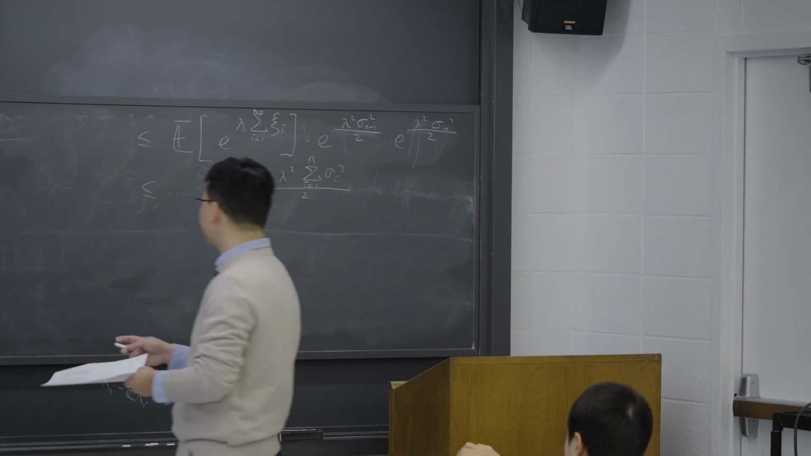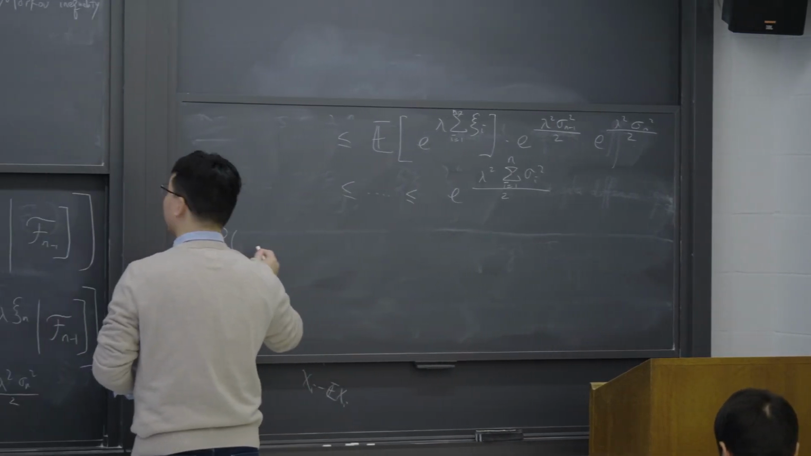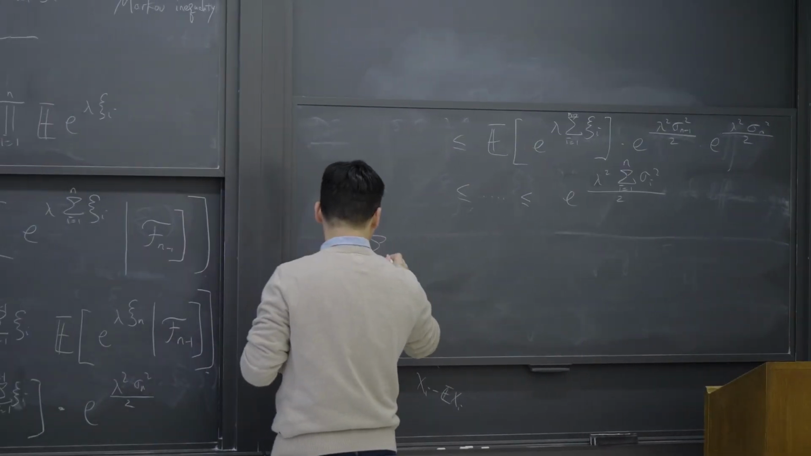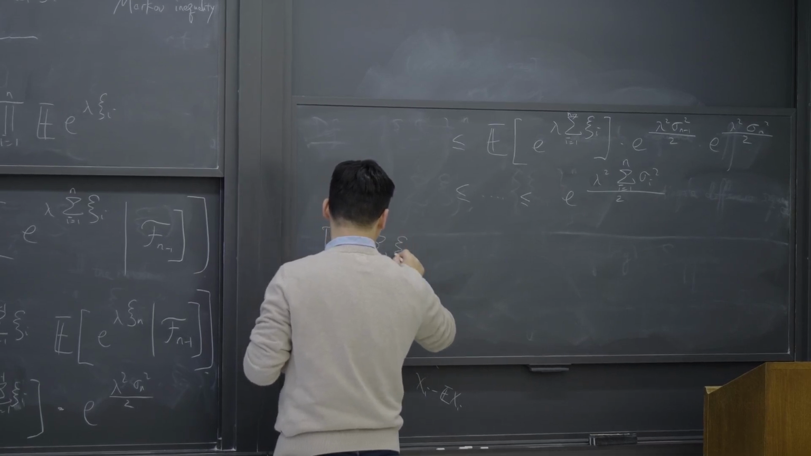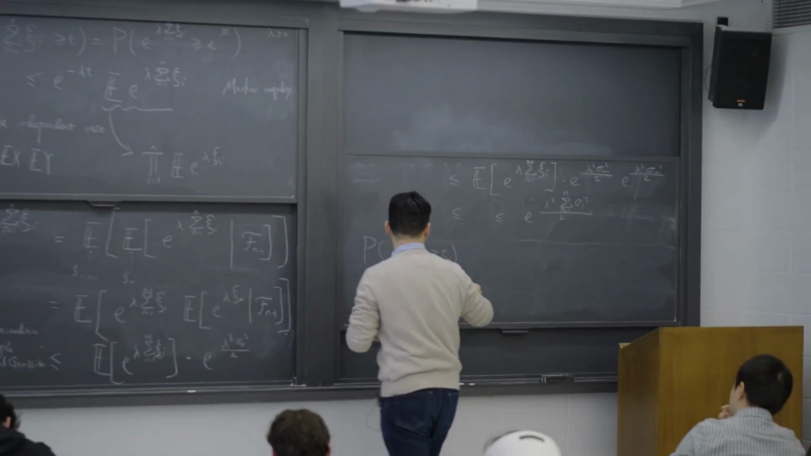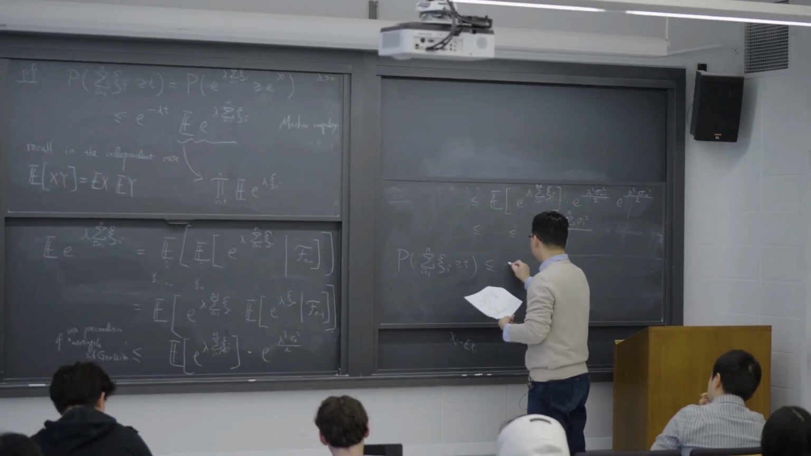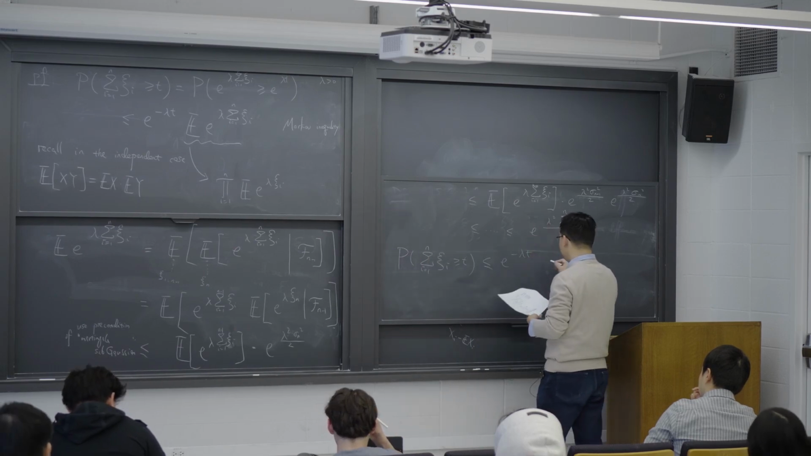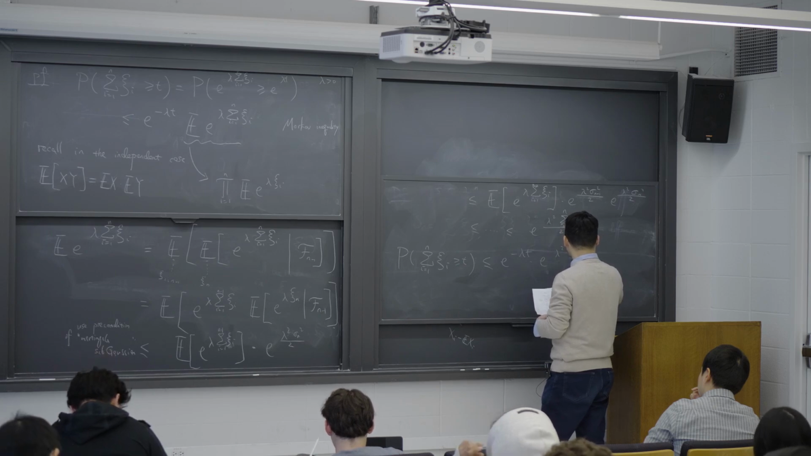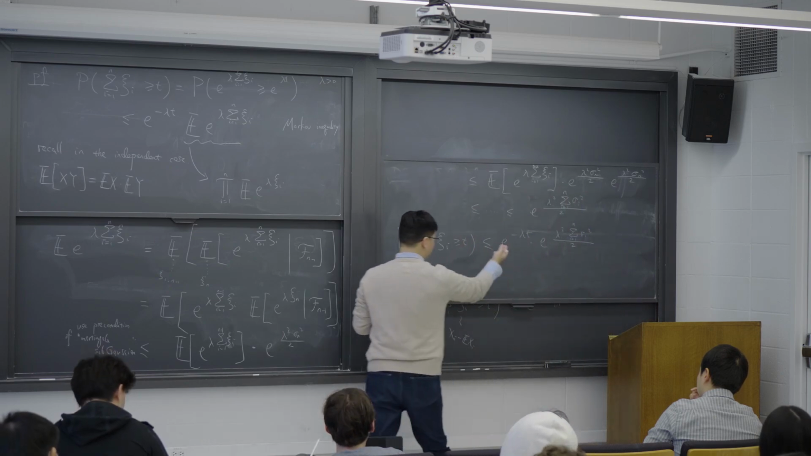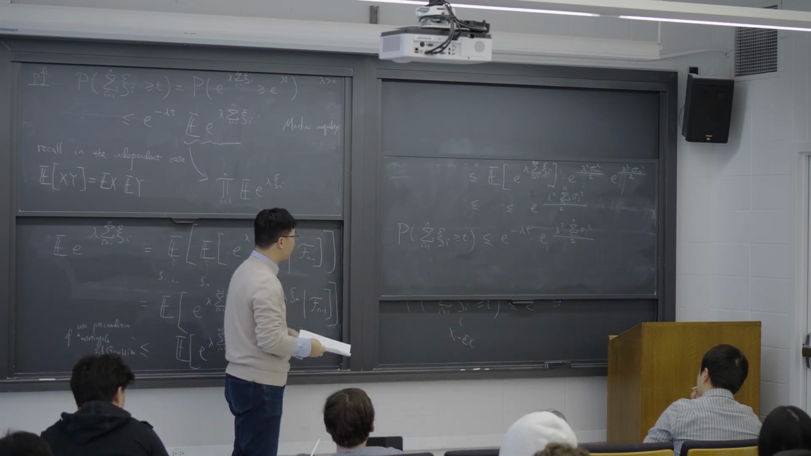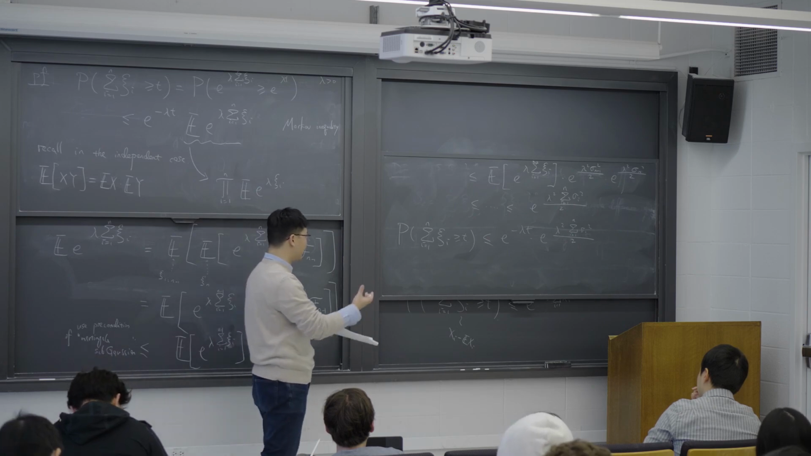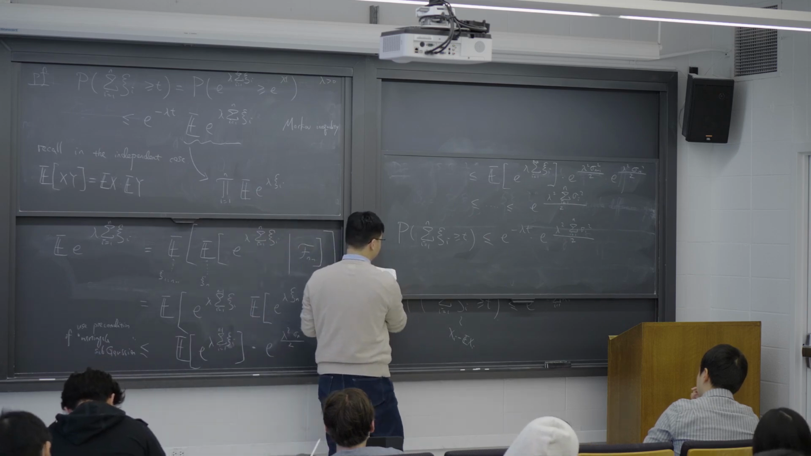So the final step is basically the same. We start from the very beginning, where we say the probability that this summation is greater than or equal to t is now less than or equal to e to the minus lambda t, and we plug in the result we have for this expectation, that is e to the lambda squared summation i from 1 to n of sigma i squared over 2. And again, to minimize the right-hand side, this is some quadratic formula in the exponent.